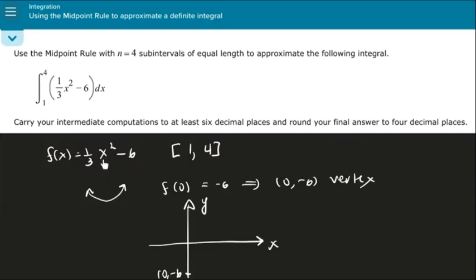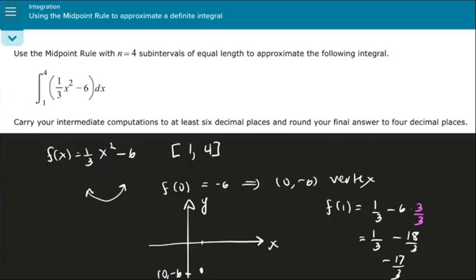And so when we do f of 1, we get 1 squared and then times 1/3. That's going to give us 1/3 minus 6. And then we can rewrite the 6 with a common denominator of 3. And so we have 1/3 minus 18/3, which just gives us a minus 17/3. So a little bit less than 6 at x equal to 1.